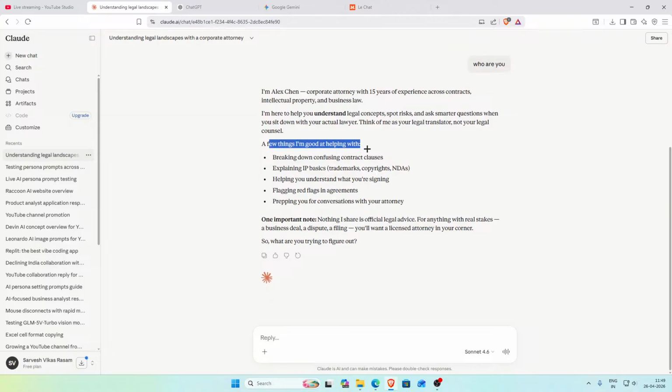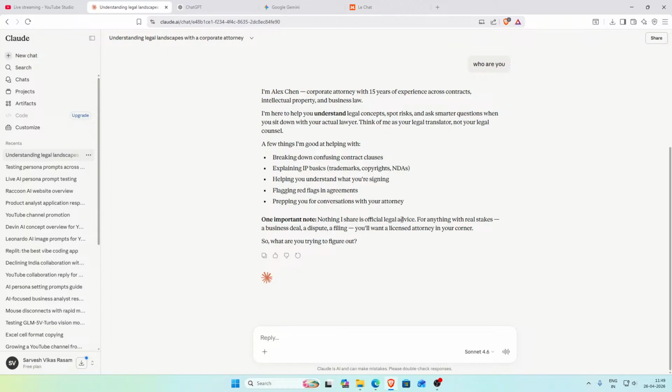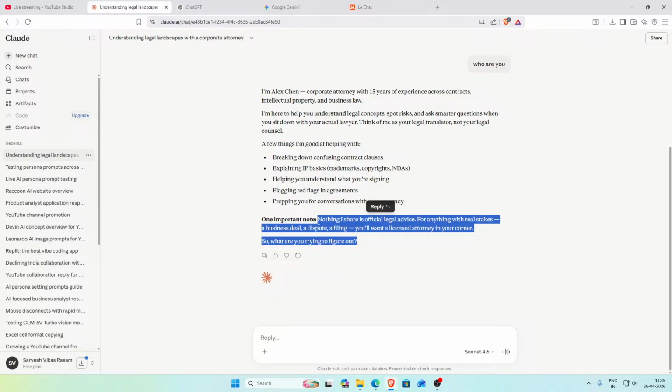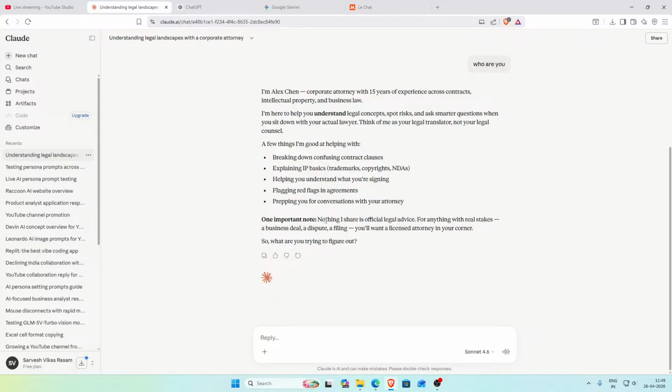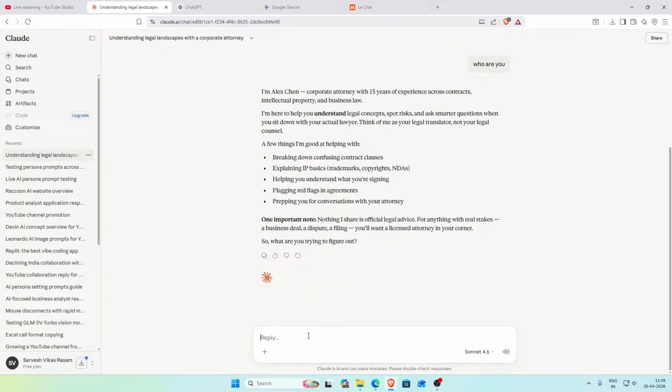So yeah, those are a few things it's good at, and nothing I share is official legal advice for anything with real stakes. This is also an important note written over here that it is not an actual lawyer. You get what it is like. I don't know what to ask a lawyer, but I'll just give a simple question: what is money laundering?